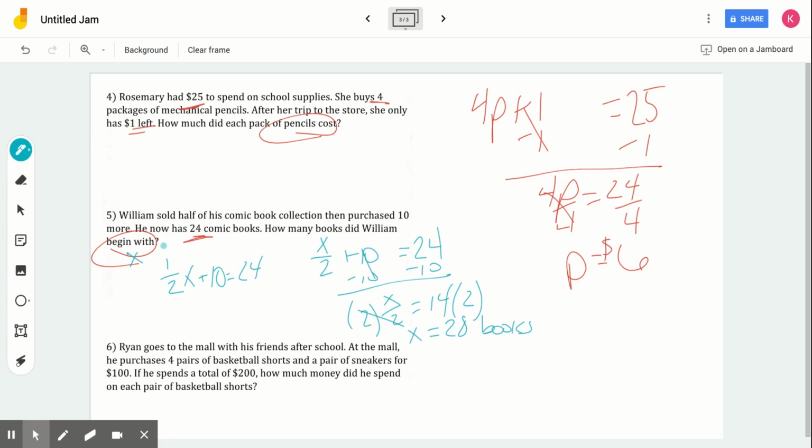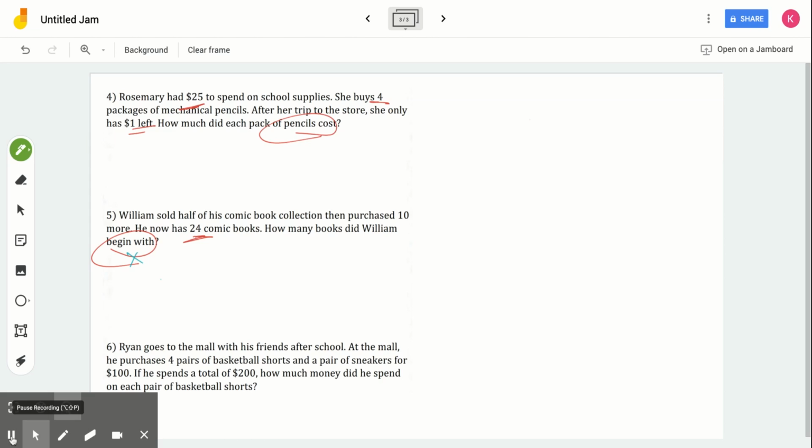So now, looking at number 6, we have Ryan goes to the mall with his friends after school. At the mall, he purchases 4 pairs of basketball shorts and a pair of sneakers for $100. If he spends a total of $200, how much money did he spend on each pair of basketball shorts? So looking at number 6 is again very similar to number 3 and 4. If we know he spends a total of $200, we are going to set our equation equal to that. He purchases 4 pairs of shorts, and that's what's unknown. How much is each pair of shorts?